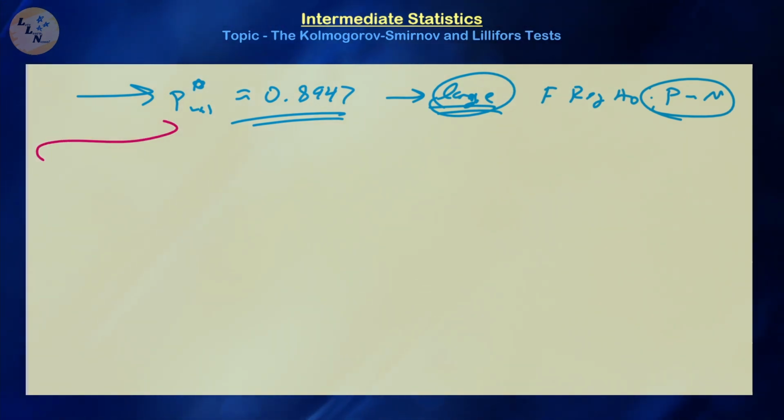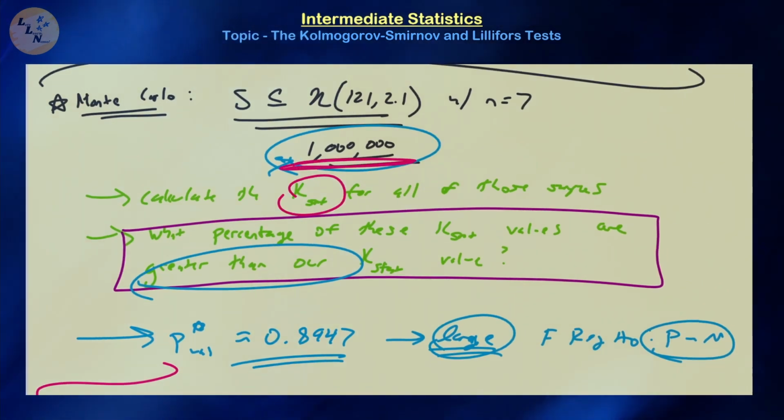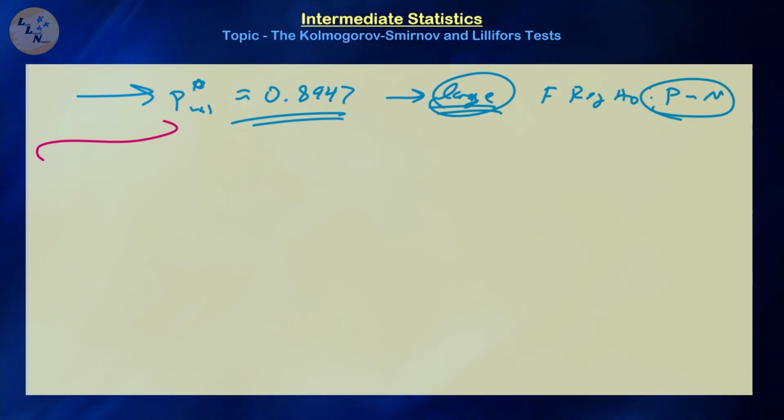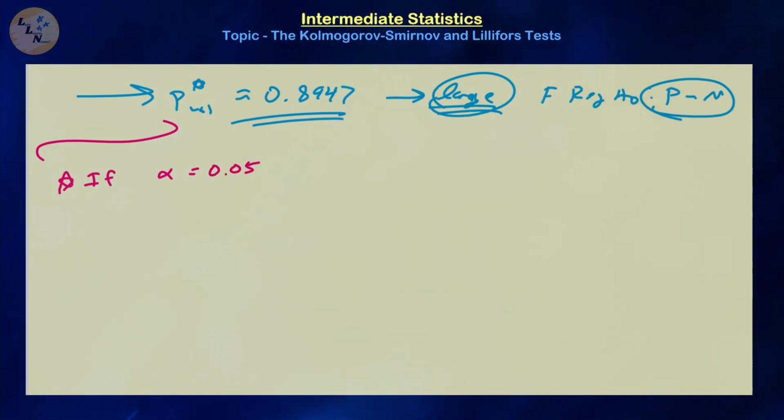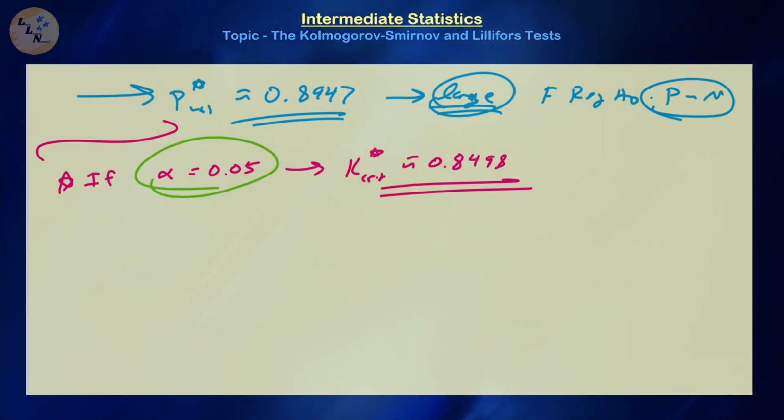Now, you may not want to be working with p-values. You may want to be working with, for example, test statistics. From all of our k-stats for 1 million iterations, you of course will have an empirical distribution that this test statistic follows, and you should be able to find that if alpha is equal to 0.05 or 5%, which a lot of people like to deal with, our k critical value, or an approximation of it, is approximately 0.8498. So that is the minimum value of a test statistic for the Kolmogorov-Smirnov test that we would have to have in order to reject the null hypothesis under an alpha value of 5%.